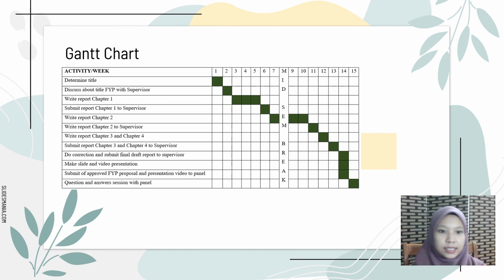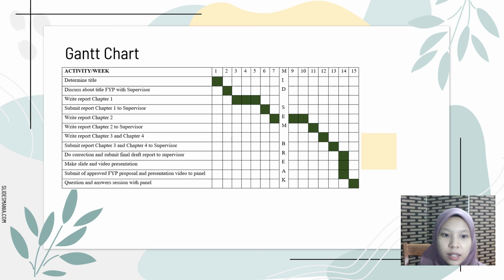This is my Gantt chart. The total is 15 weeks. The activities start from determining the title, discussing the title, writing the report for chapter 1, chapter 2, chapter 3, and chapter 4. Do corrections and submit the final draft. Make slides and video presentation. Submit the approved FYP proposal and presentation to the panel. And last is question and answer session with the panel.